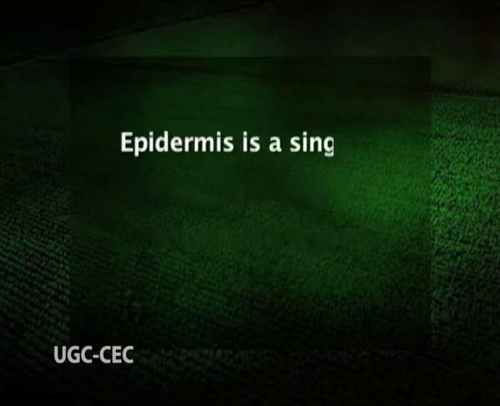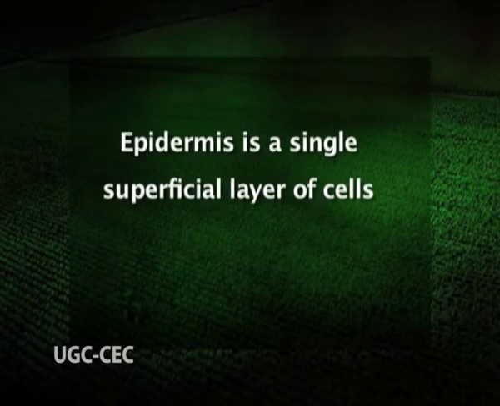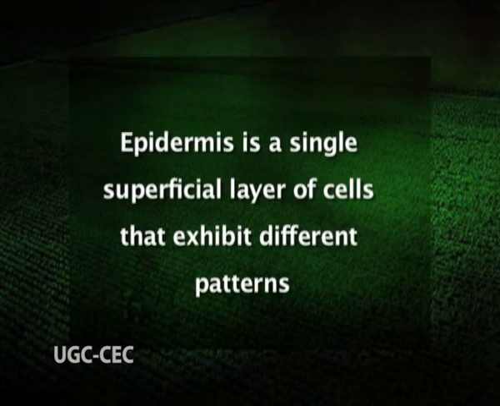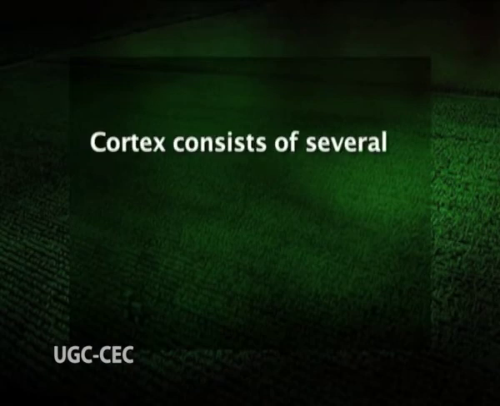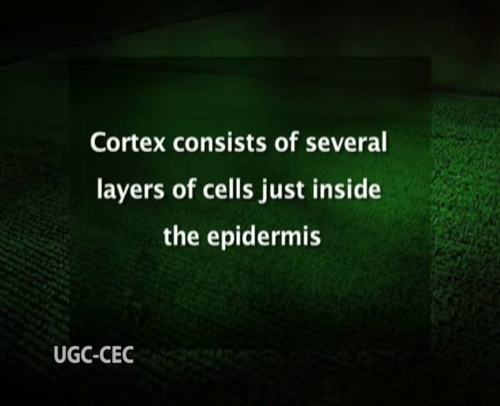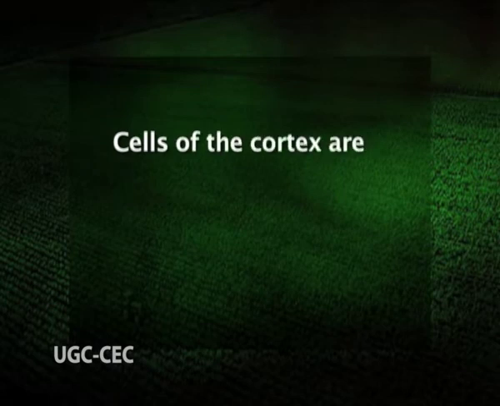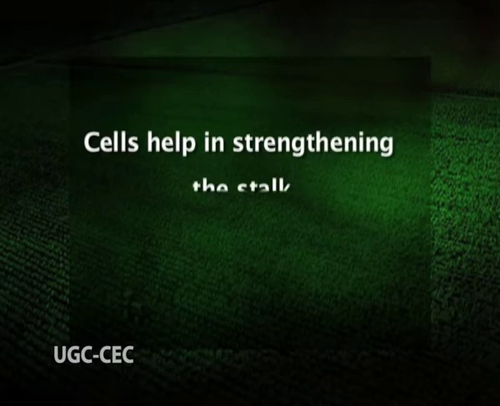The epidermis is a single superficial layer of cells that exhibit different patterns which are variety dependent. Generally, the patterns are formed by two cell types, the so-called long cells and short cells, that alternate with one another. The cortex consists of several layers of cells just inside the epidermis. The cells of the cortex are thick-walled and lignified. These cells help in strengthening the stalk.